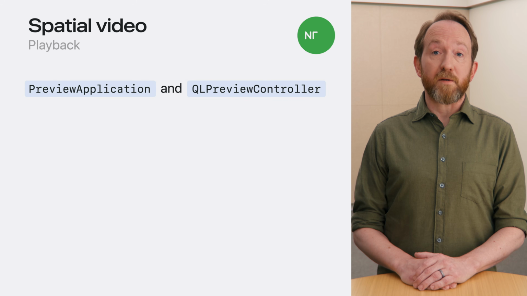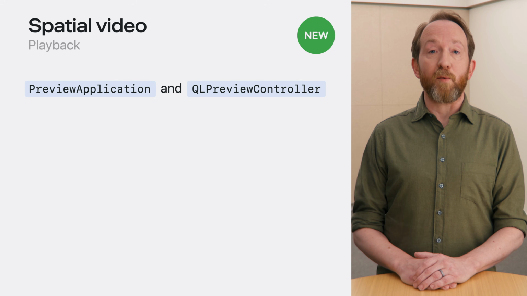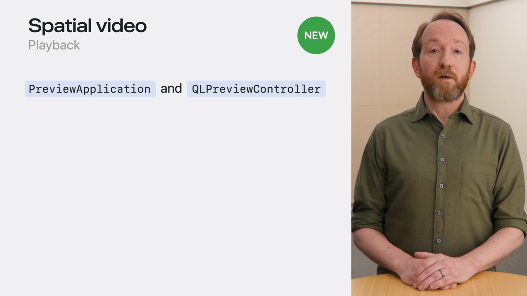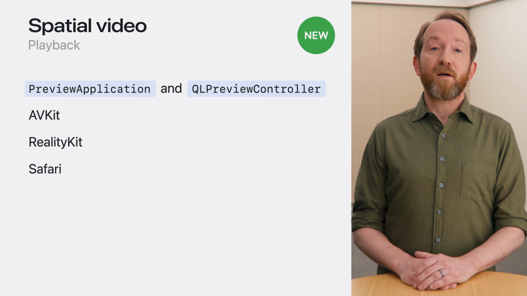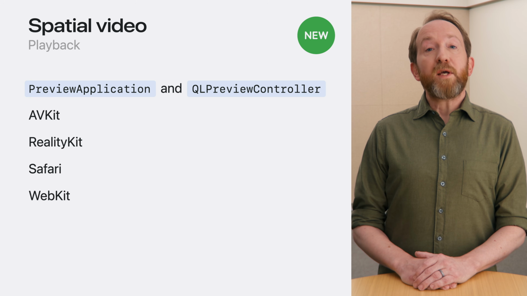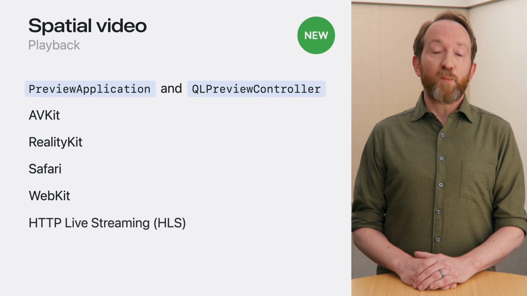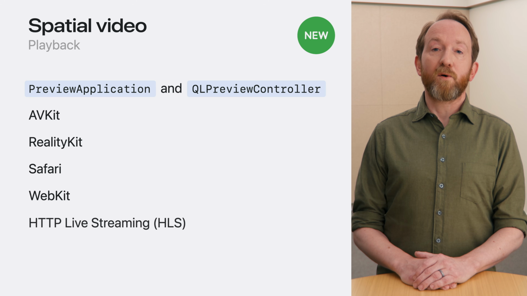In visionOS 2, spatial videos can be played with spatial styling in your own app with the Quick Look Preview Application API. In visionOS 26, we're bringing that same spatial styling to all of Apple's media playback frameworks. We're adding QL Preview controller support in Quick Look, plus support in AVKit, RealityKit, Safari, and WebKit, enabling you to incorporate spatial videos however you choose in your app, with support for HTTP live streaming, or HLS.